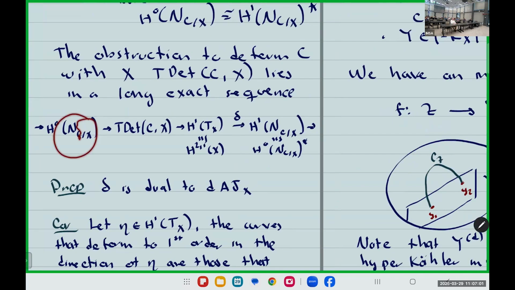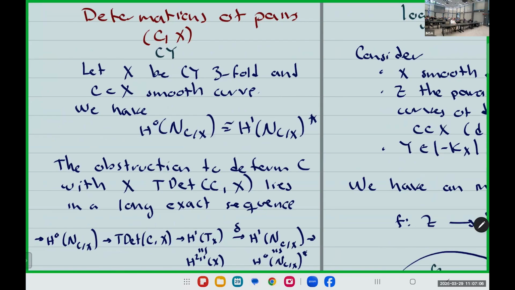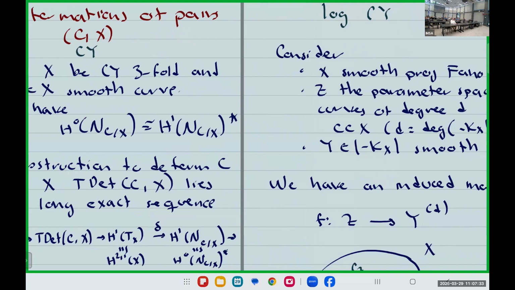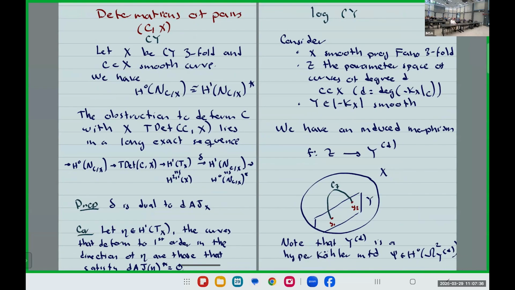About this one, H0 of the normal bundle of C to the global. If this is self duality, this is what you're asking. I think it's more complicated. I think it's not only self duality. But with the smooth case it should be okay. Sorry, I think we can discuss it. I don't think I'm getting there.